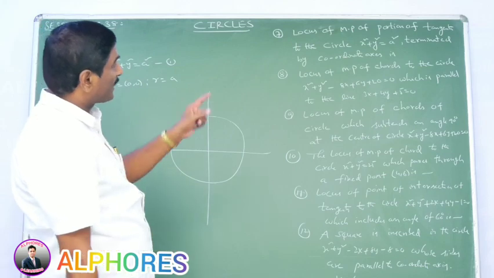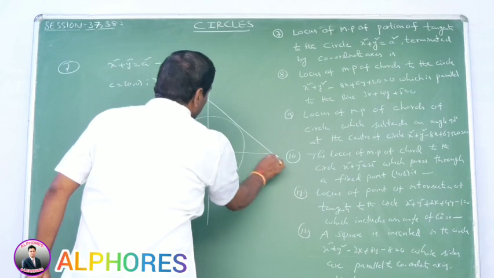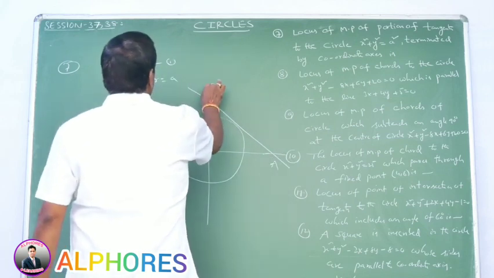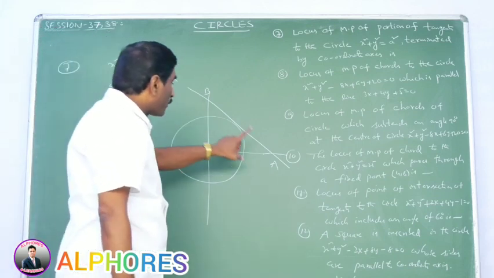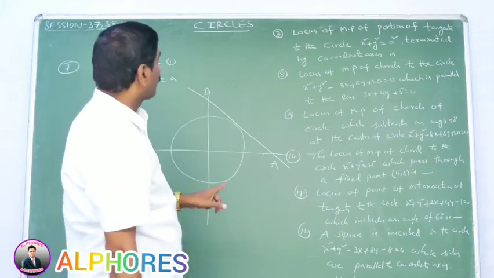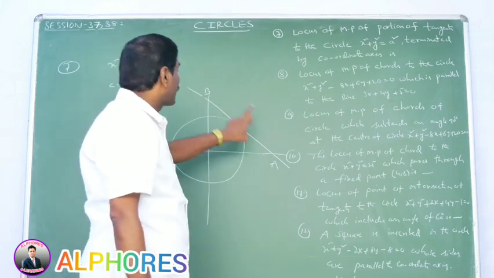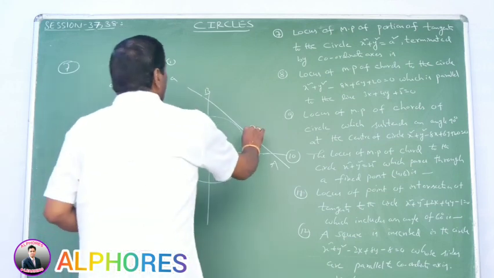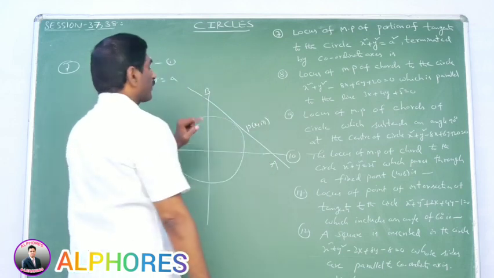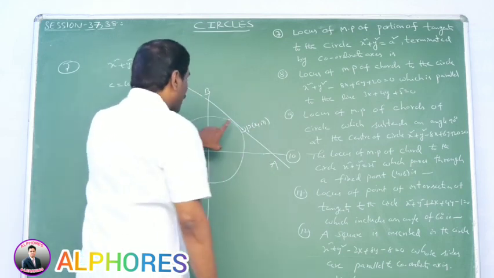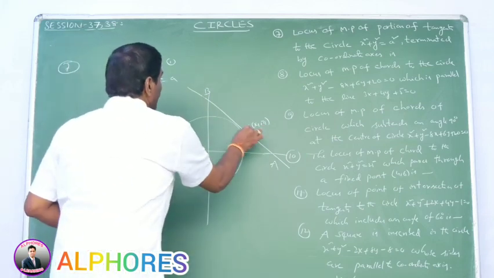In this case, we find the locus of the midpoint of the portion of the tangent. Say AB is one of the tangents to the circle. Now we find the locus of midpoint of this line segment AB. This tangent cuts the coordinate axis at A and B. Say P x1 comma y1 be the midpoint of the line segment AB. This must be the midpoint of the line segment AB, PA is equal to PB.